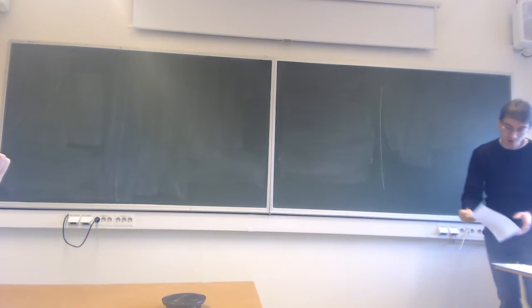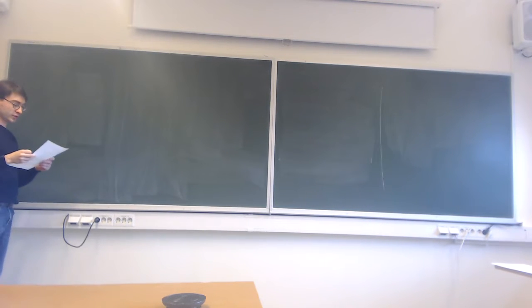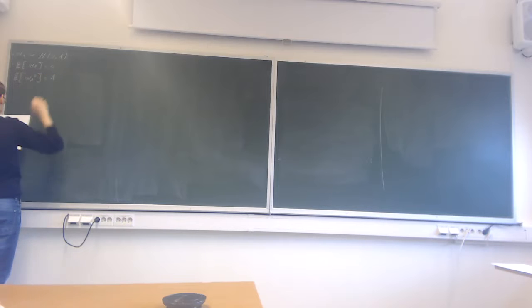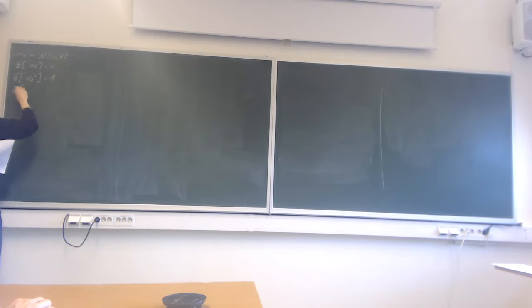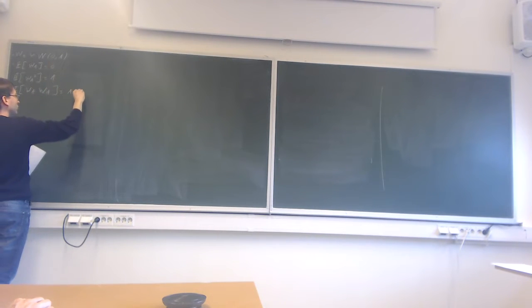We stopped at the Brownian motion. We gave a definition and a few interesting properties, especially these ones, but I will recall them. Of course the variance of Wt depends on t. The expectation of the Brownian motion is of course 0. The expectation of Wt squared is t. And most importantly, the expectation of Wt Ws is the minimum between t and s.